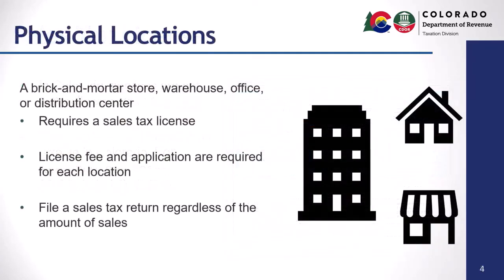A physical location includes a brick-and-mortar store, warehouse, office, or distribution center, or other similar places of business. It is where you have a physical presence. Each location requires a sales tax license. A license fee and application are required for each location. You have to file a sales tax return for each tax period for each physical location, regardless of the amount of sales. In order to do this, you will need to set up your physical locations in Revenue Online.